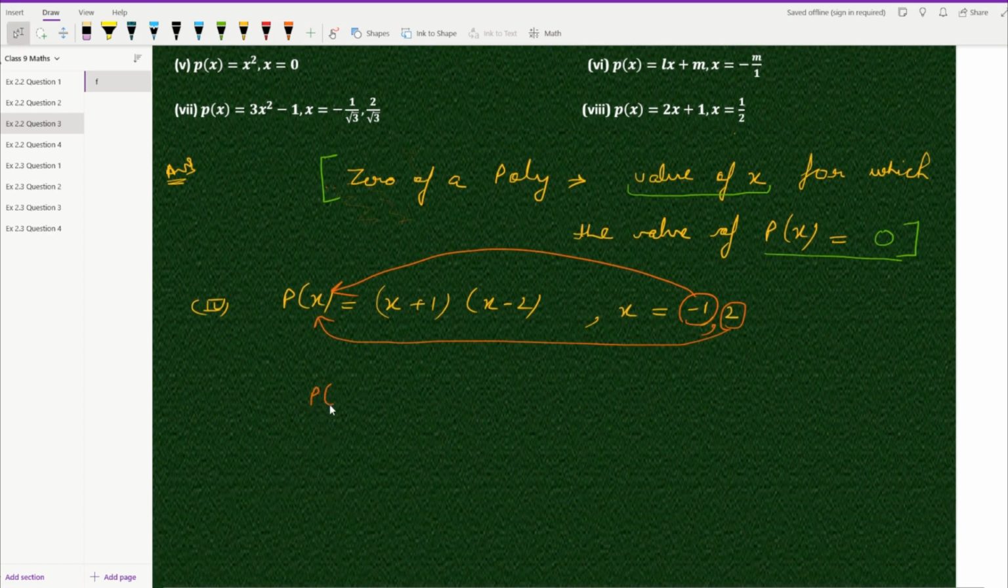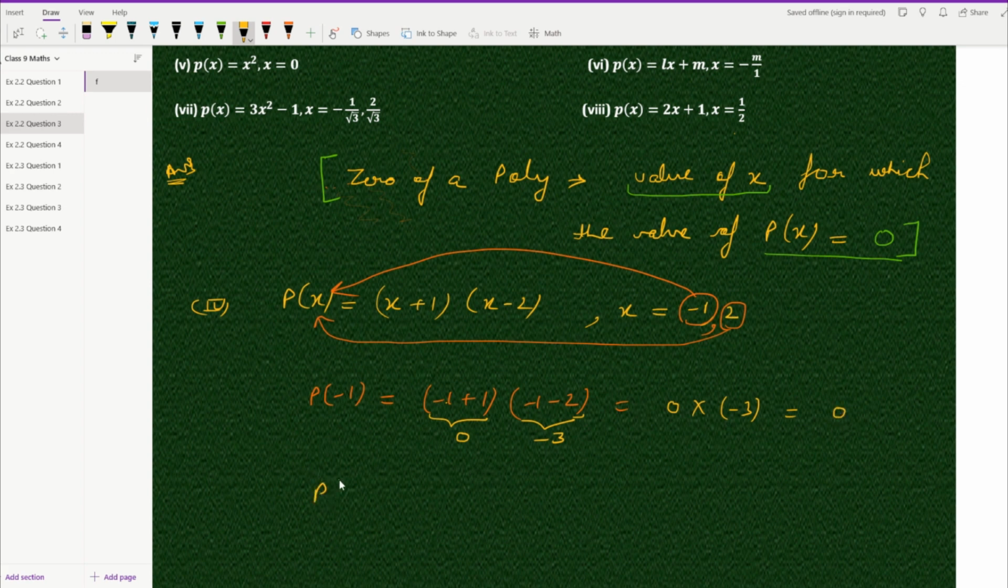Now for x equal to minus 1, the polynomial will become p of minus 1. It will be (minus 1 plus 1) into (minus 1 minus 2). Now because the things are in brackets, you have to solve them within the brackets first. So the value of this will be 0, minus 1 plus 1 will be 0, and this will be minus 3. So it will be 0 into minus 3, so the answer will be 0.